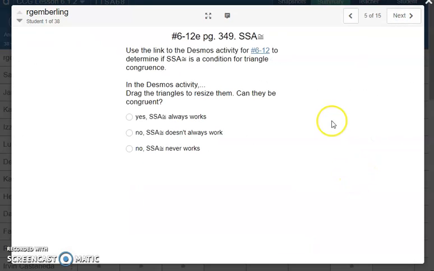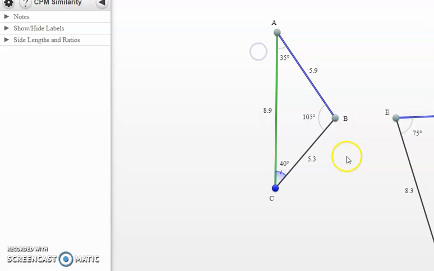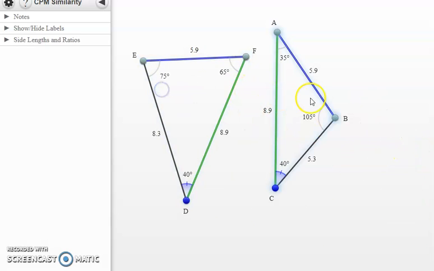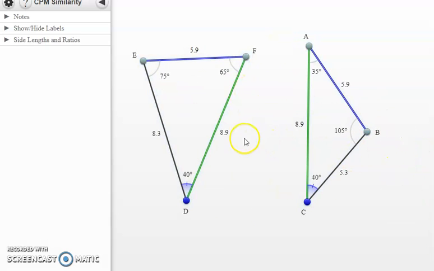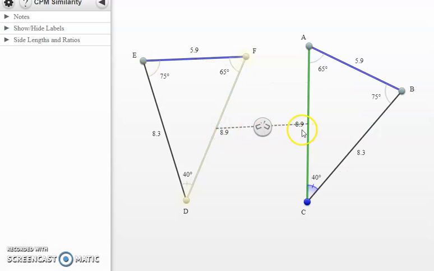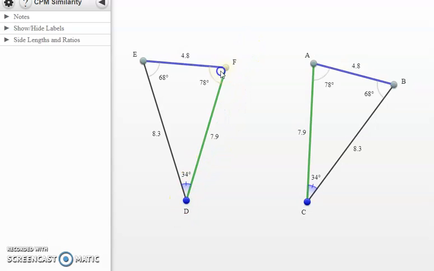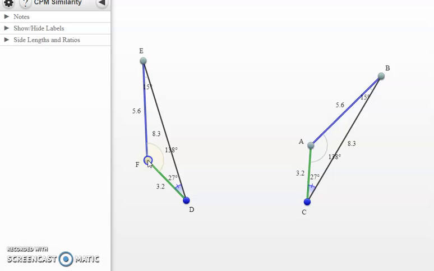For side-side angle, we have lots of cases to look at here, but again, I'm going to take the general case of side-side angle. So I'm going to put the 5.9 to 5.9, and we're going to do the 8.9 to the 8.9, so that's my side, and then the angle we're going to use is the 40-degree angle to the 40-degree angle. And the question is, with this side-side angle case, are the triangles going to be the same? Can I make them look different?